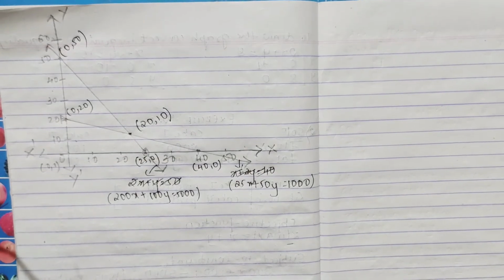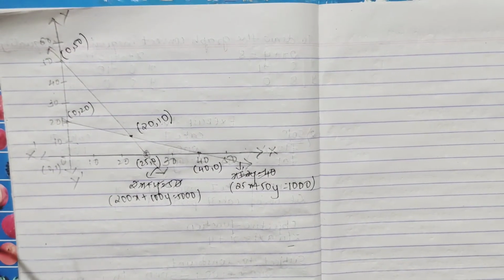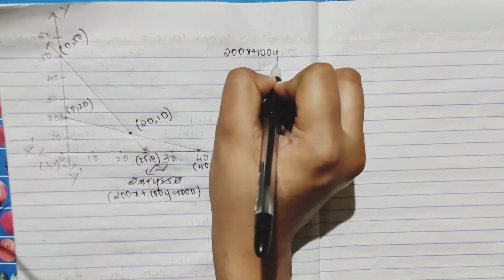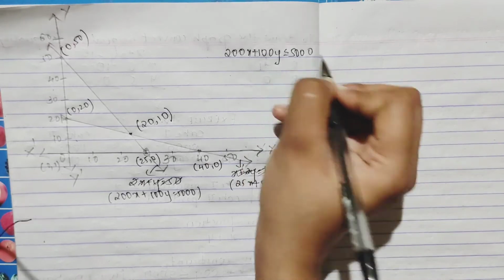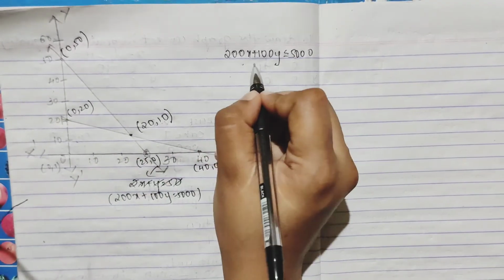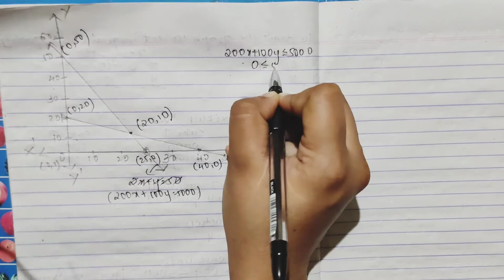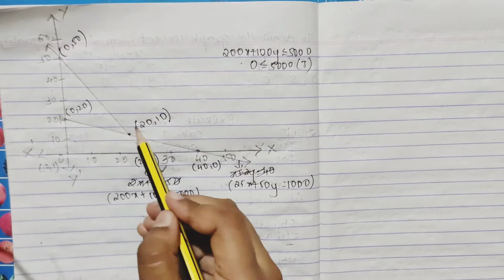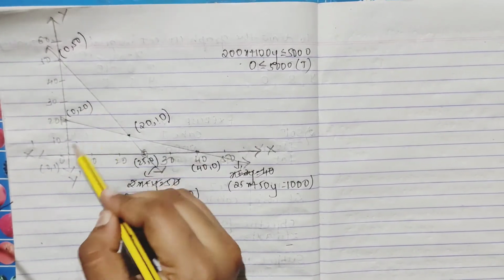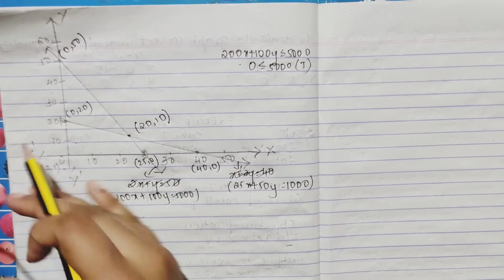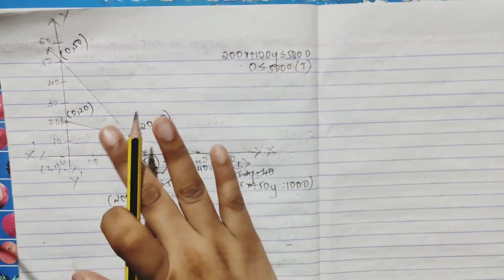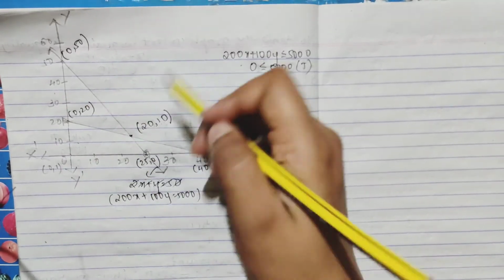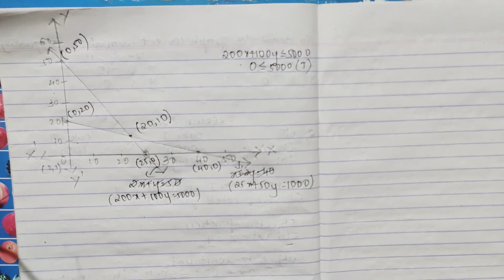Now you have to check your feasible region. The first one is 200x plus 100y less than or equal to 5000. If I put 0, 0 is less than 5000, yes, it is true. So your region will be this region, where 0 lies. If it is true, it will be the region containing the origin. If it is false, then the opposite side of the origin will be your feasible region. If you don't understand, you can do it this way.